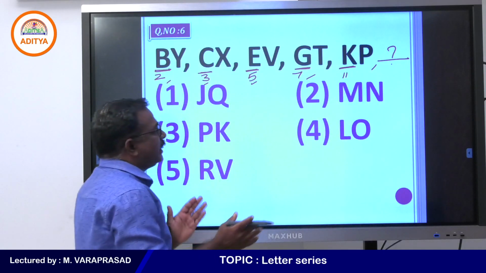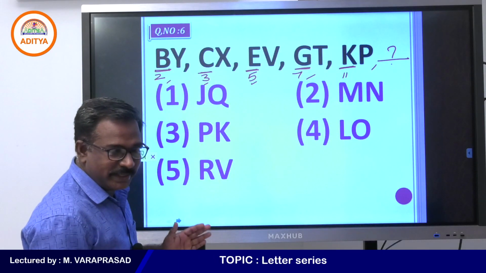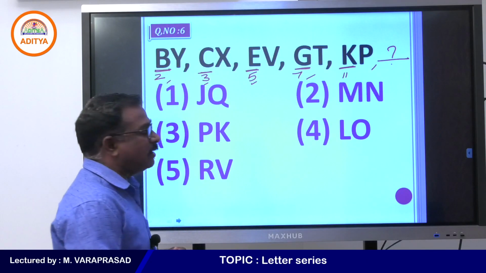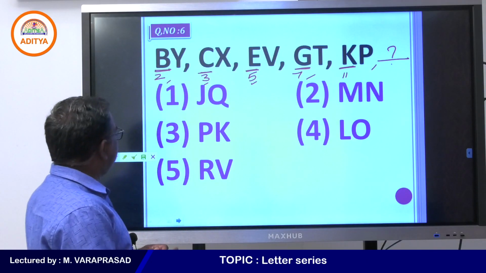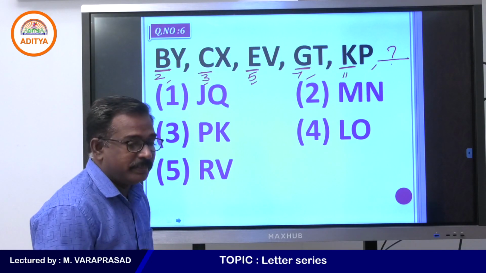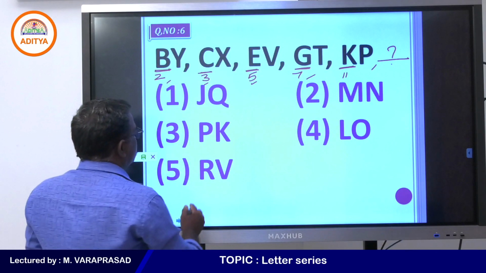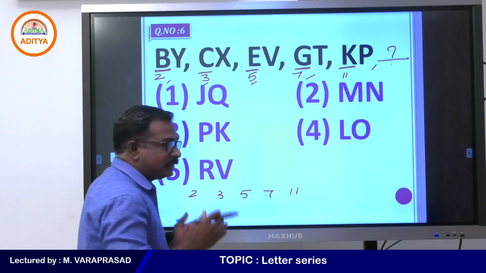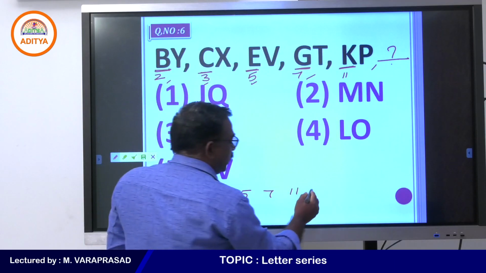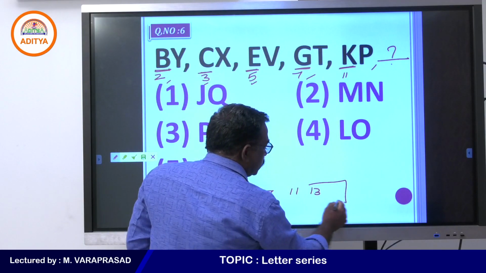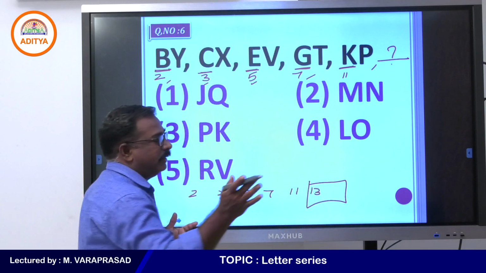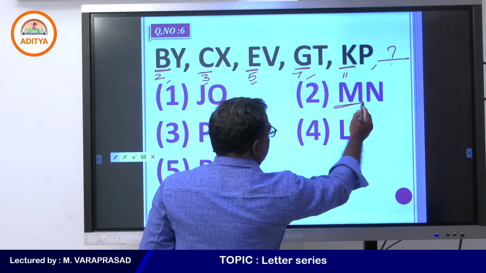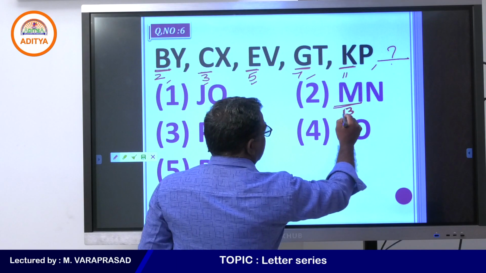So the first letters in the series, here a mixed series is given, are prime numbers. So 2, 3, 5, 7, 11. The first letter you will get again is a prime number, that is 13. So the answer starts from 13. In the options only one option has 13.